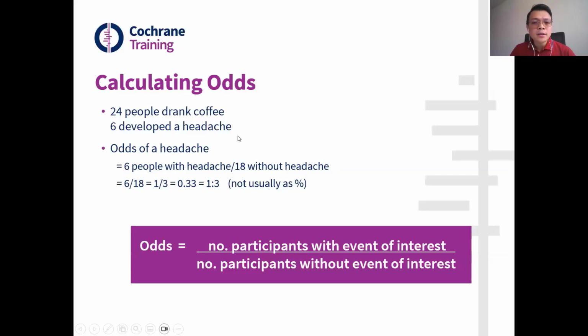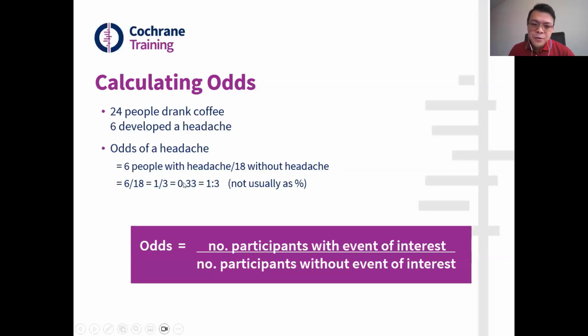So to calculate the odds of a headache in this group, we take the number of people who developed the event, which is 6, and divide it by the number of people who did not develop the event, which is 18. That is 24 minus 6. So that is 6 over 18, or 1 over 3, or 0.33.